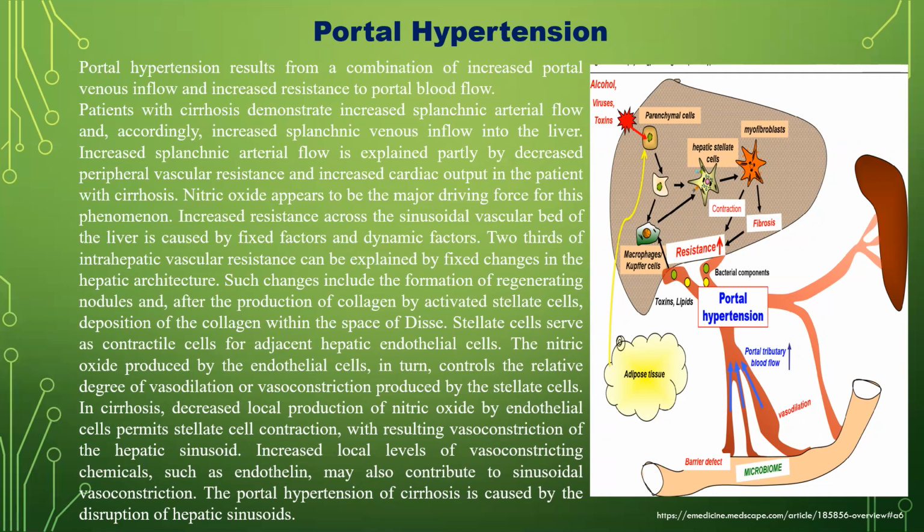The nitric oxide produced by the endothelial cells, in turn, controls the relative degree of vasodilation or vasoconstriction produced by the stellate cells. In cirrhosis, decreased local production of nitric oxide by endothelial cells permits stellate cell contraction, with resulting vasoconstriction of hepatic sinusoids. Increased local levels of vasoconstricting chemicals, such as endothelin, for example, may also contribute to sinusoidal vasoconstriction. The portal hypertension of cirrhosis is caused by disruption of hepatic sinusoids.